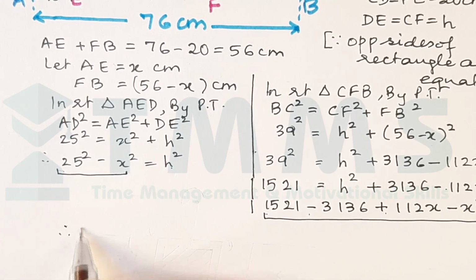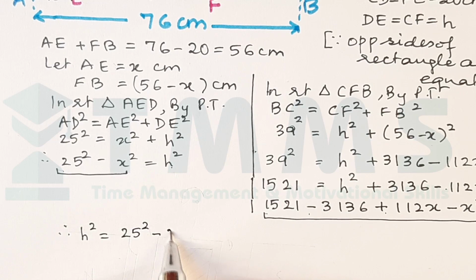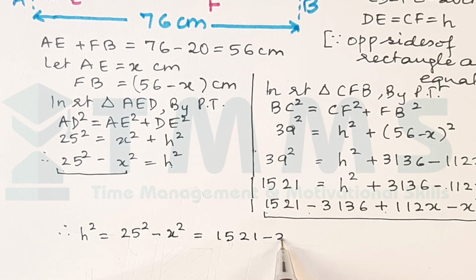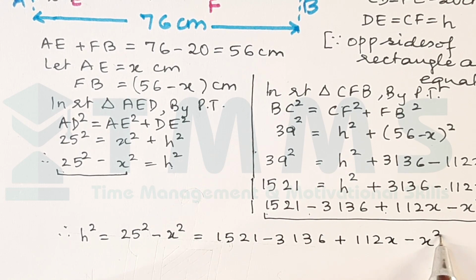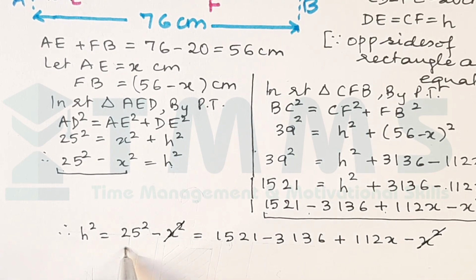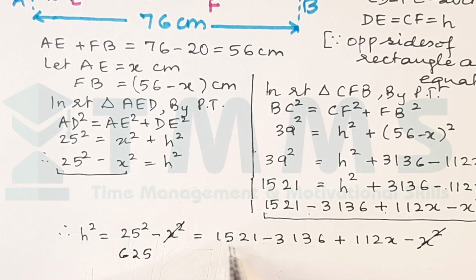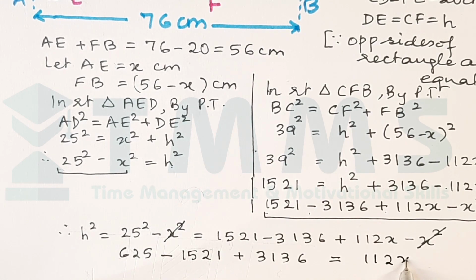And so we will say therefore h square will be equal to 25 square minus x squared, which is equal to 1521 minus 3136 plus 112x minus x squared. Did you get it? So now minus x squared got cancelled, and on the left hand side you will have 625, and I'm bringing all the numbers here, so it will be minus 1521 plus 3136, and that is equal to 112x.